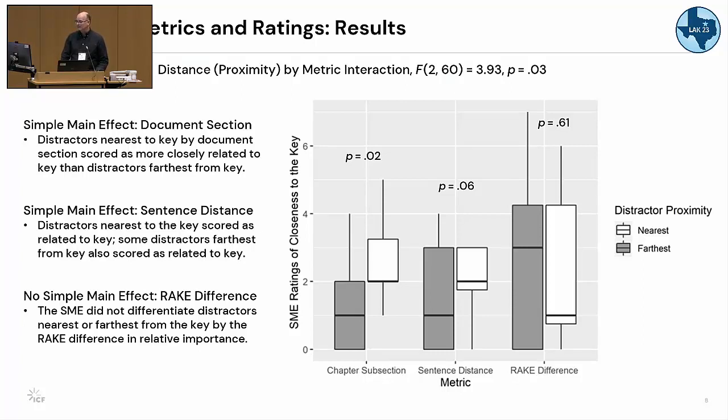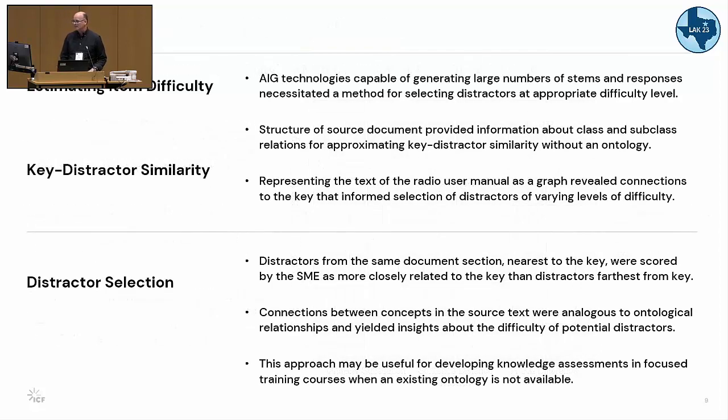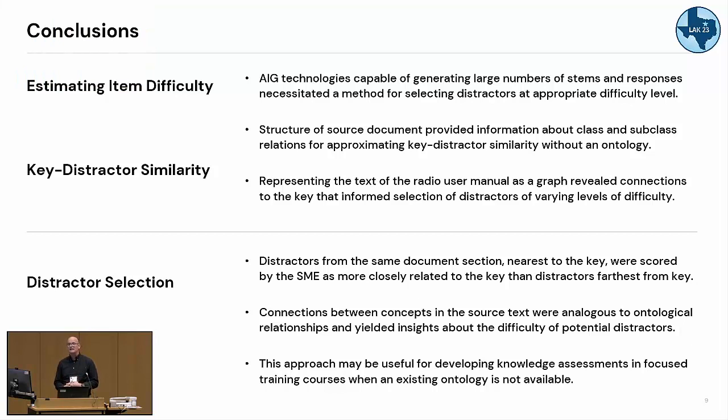So these findings supported our hypothesis. To summarize, given that automated technologies are capable of generating a very large number of stems and responses, this requires a method for selecting distractors at an appropriate level of difficulty to develop and construct effective assessments. In cases where an existing ontology is not available and the relationships are not clear, the argument we'd like to suggest is that the structure of the source document, in this case, provided information about the class and subclass relations for approximating key distractor similarity without an ontology.